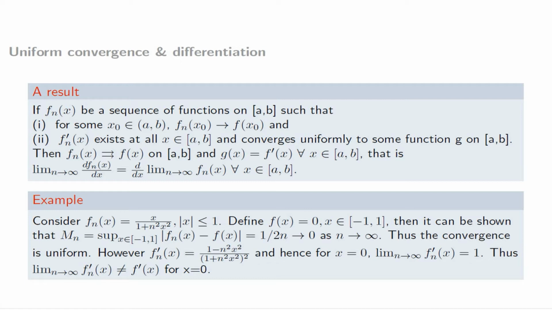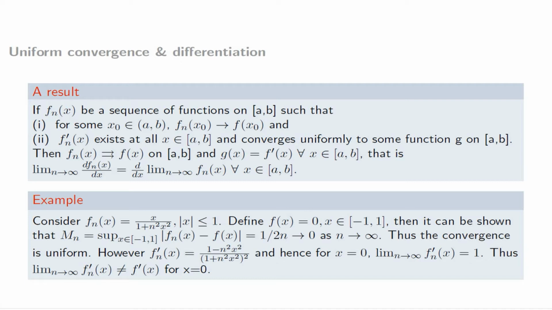That is precisely we have the following result: limit n tends to infinity of the first derivative of f_n(x) is the same as the first derivative of the limit function of f_n(x), and this holds for every x belonging to the closed interval [a,b]. So, let us consider some example.